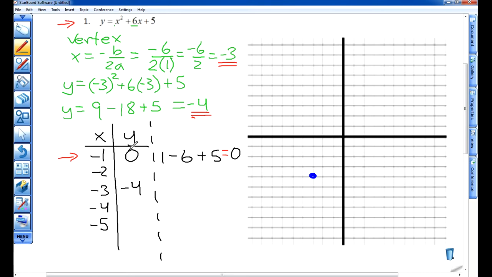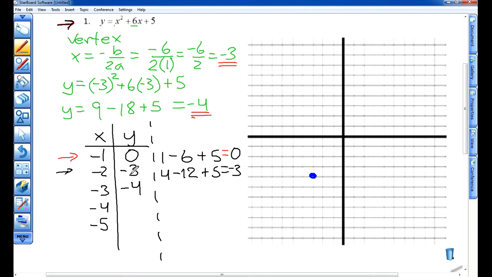Let's do the same now with our negative 2. If I plug negative 2 into my function up here, what do I end up with? Negative 2 squared is positive 4. Then if I add 6 times negative 2, that actually gives me a minus 12 with a plus 5. And what does that equal? 4 minus 12 is negative 8, plus 5 gives us negative 3. So I know that when I plug negative 2 in, I end up with a negative 3 for my y value.